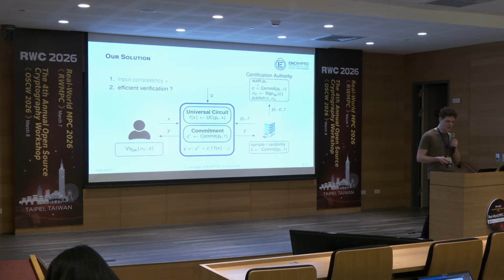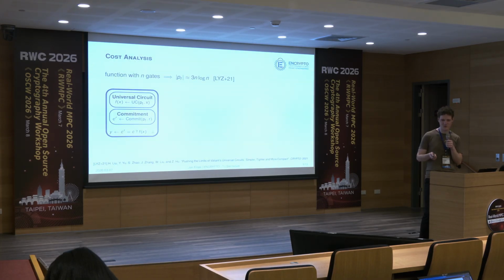So now what about the efficiency of the verification? Well, it of course depends on the commitment now. So we first look at the asymptotic costs. We consider a function with n gates, which results in programming bits of the size about 3 n log n. So this is the communication complexity for the universal circuit.